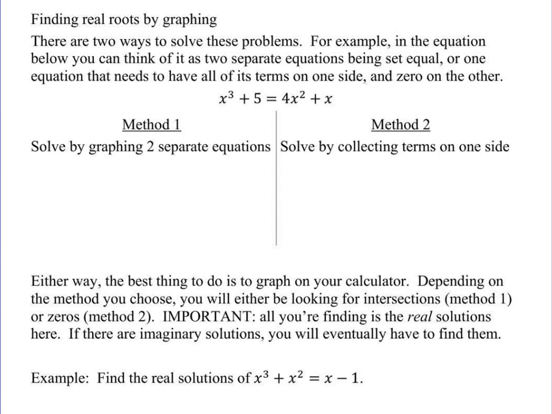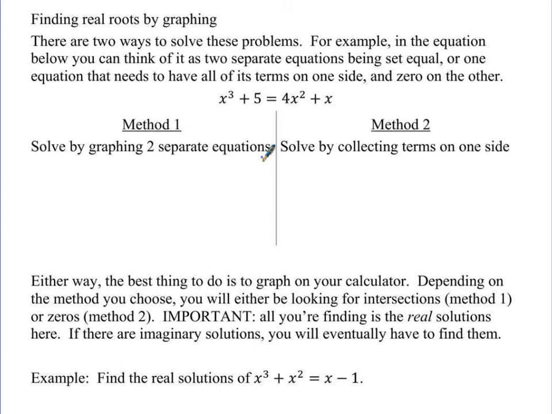The next thing we have to do is finding real roots by graphing. This is kind of a nice part of the section. There are 2 ways to solve these types of problems. The first is, you can think of the equation that you're given as 2 separate equations that have been set equal to each other. So it's like if I had y equals x to the 3rd plus 5, and also y equals 4x squared plus x. And then I set those equations equal to each other, which means I graph this one and I graph this one separately, and then I find where those 2 equations cross. That's what solve by graphing 2 separate equations means.